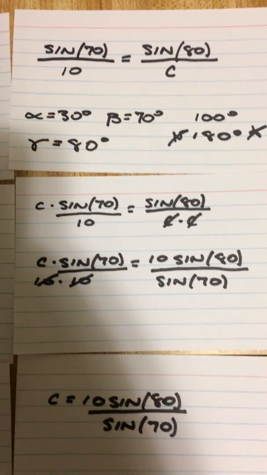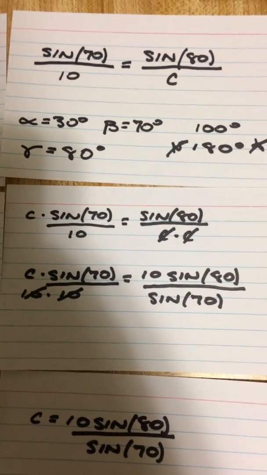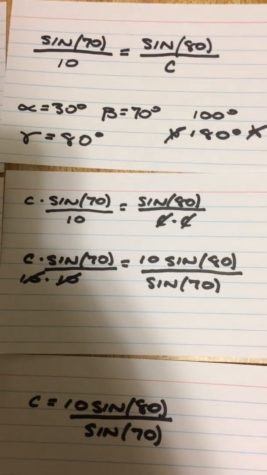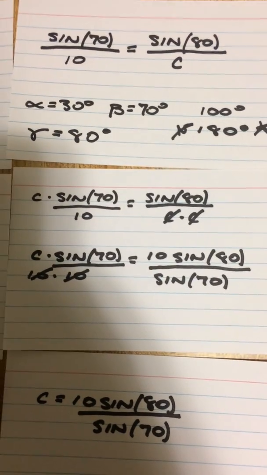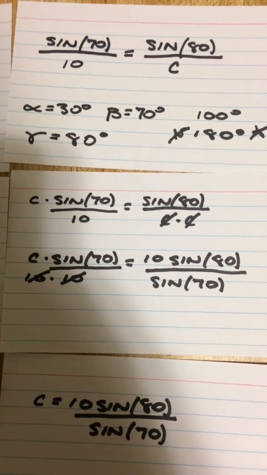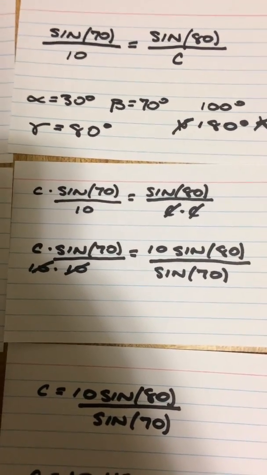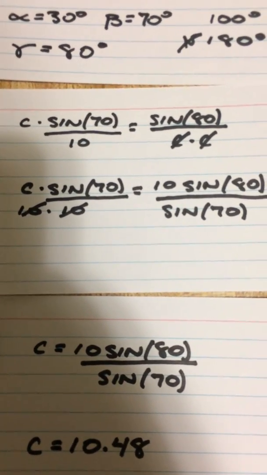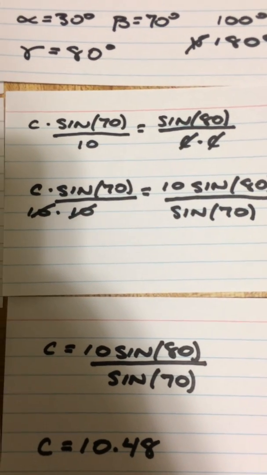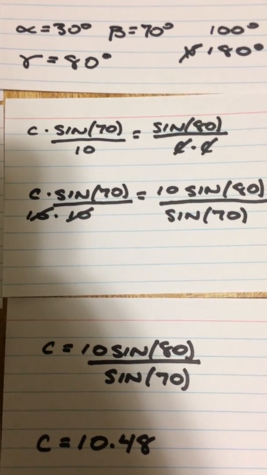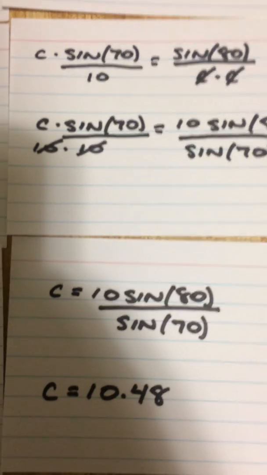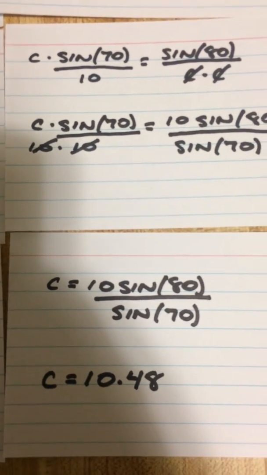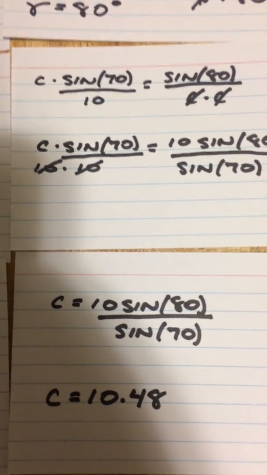From here, you just work the problem like the previous one. In order to isolate the C, you multiply it by itself, then add it to the other side, and the same thing with the 10. You get the C value all alone on one side, equaling 10 sine 80 degrees over sine 70 degrees, and that comes out to a value of C equaling 10.48, and that is the length of that side.